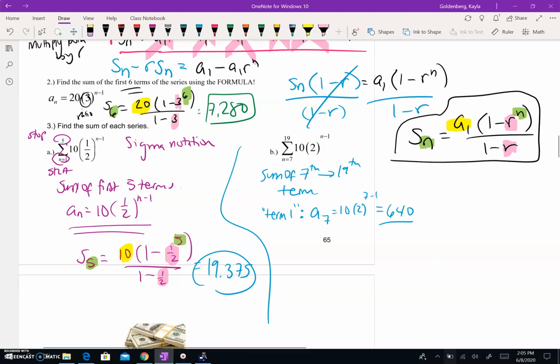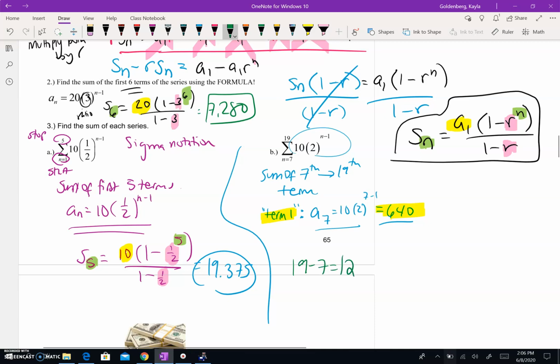And your first term, plugging it into your formula, which remember, here's your rule. So I'm plugging it into my general formula and getting 640 as my 7th term, which is going to count as my first term in the formula. So that's going to be like my a sub 1 will be 640. The tricky thing is the number of terms. And the number of terms, a lot of people will say, okay, it's 19 minus 7 or 12.